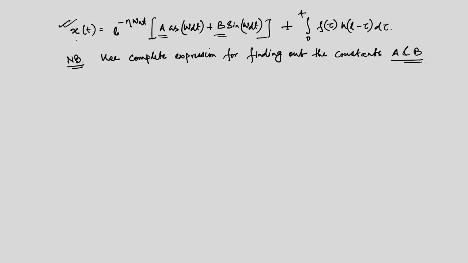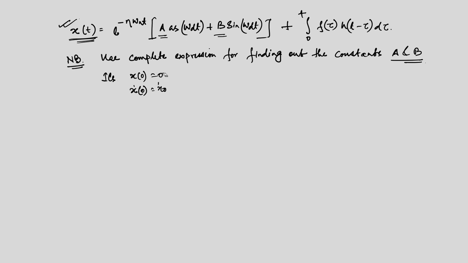The issue is, if you wish to satisfy initial conditions, you have x(0) and x dot (0). The moment you do that, you have to differentiate this function. So, I leave that as an exercise for you. This will be x naught, and zero can be a special case. For that you have to find what your constants of integration A and B will be. But the fact is, you have to use this complete expression to find the constants A and B.